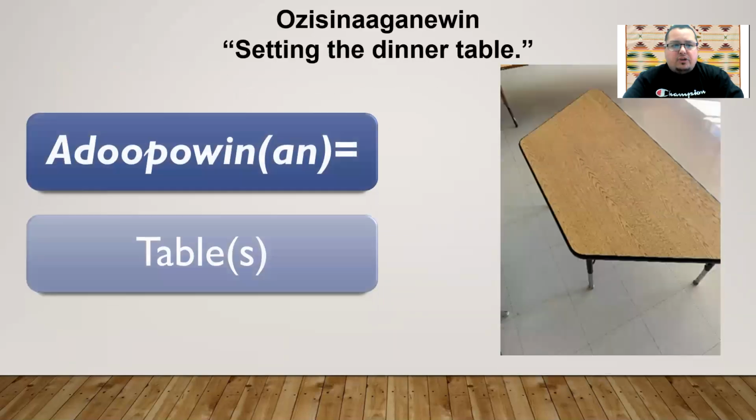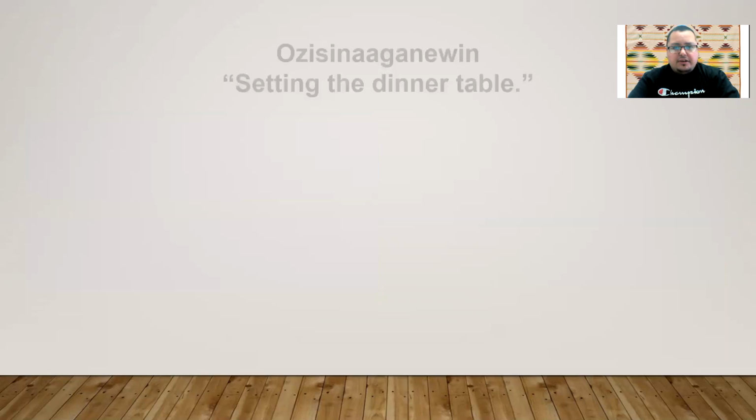All right, next we have Adopowin. Table, one table, Adopowin. Adopowinon, two tables. You might have a couple of tables put together, or a couple of tables separately throughout your house. You can talk about them and say Adopowinon. When you're at the table, you could say Adopowining. I suppose you can use that, but we'll talk about that in future episodes.